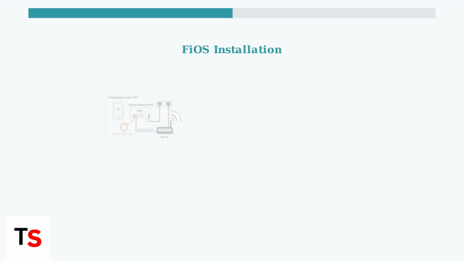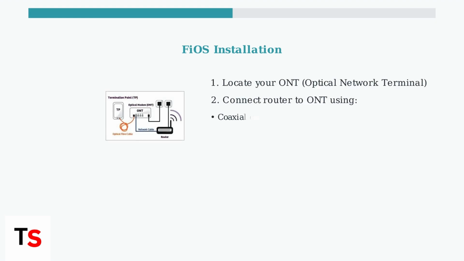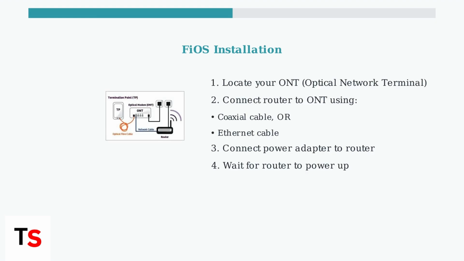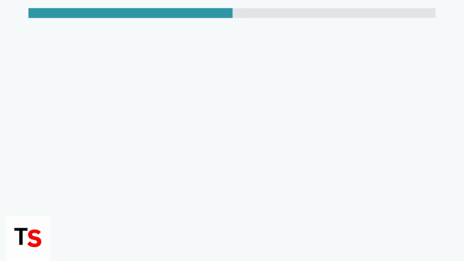For FiOS fiber internet installation, start by locating your ONT, which is usually installed outside your home or in the basement. Connect your router to the ONT using either a coaxial cable or Ethernet cable, then plug in the power adapter and wait for the router to initialize.